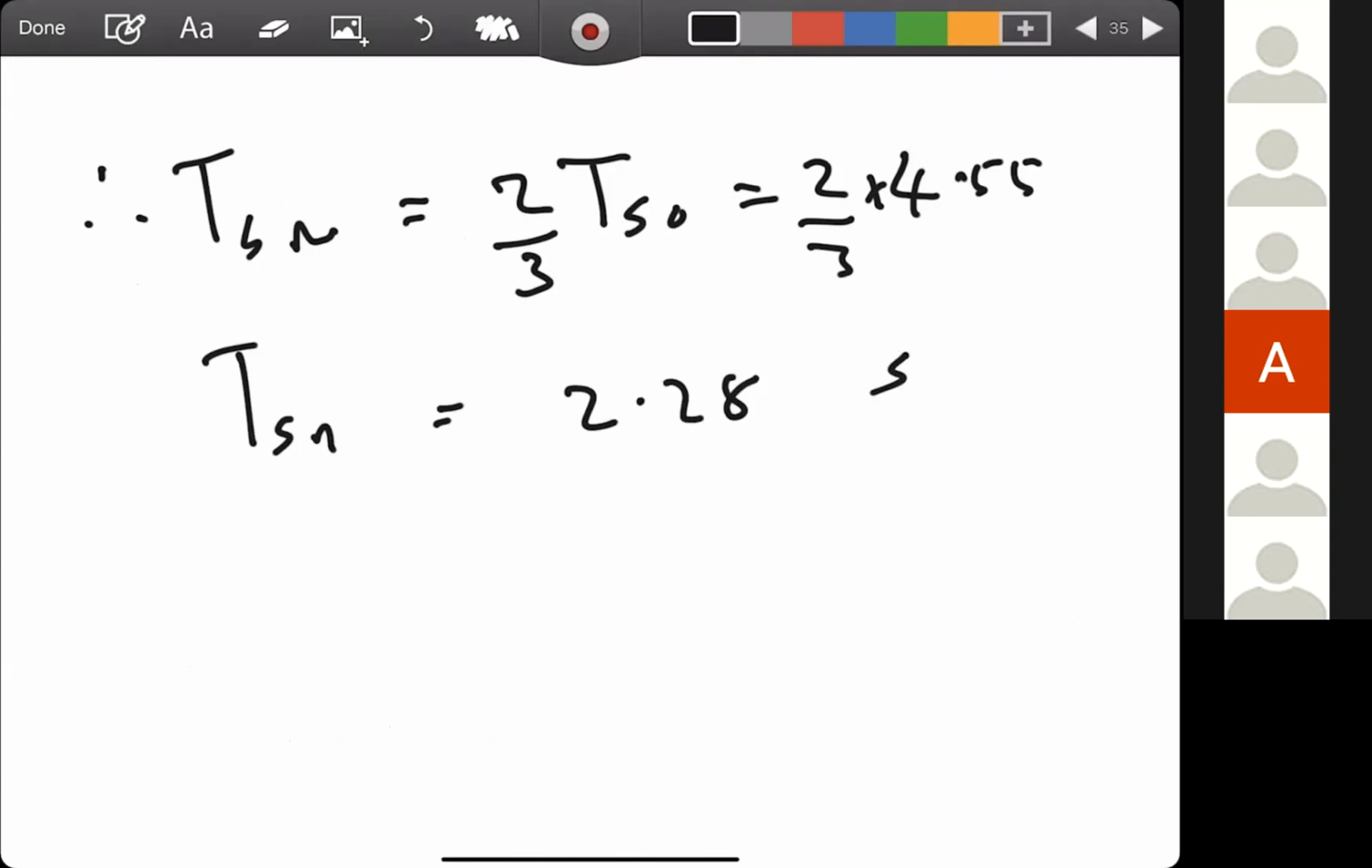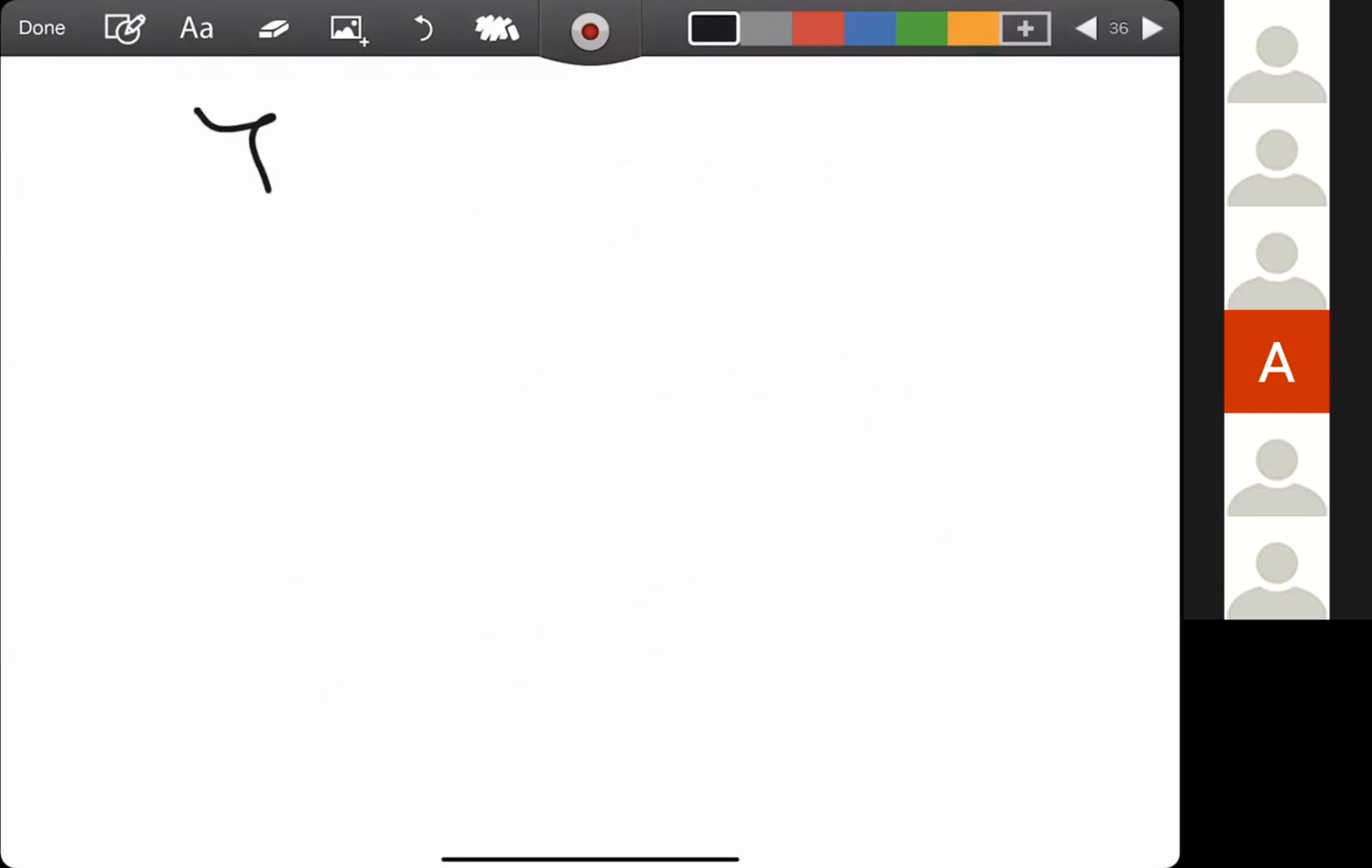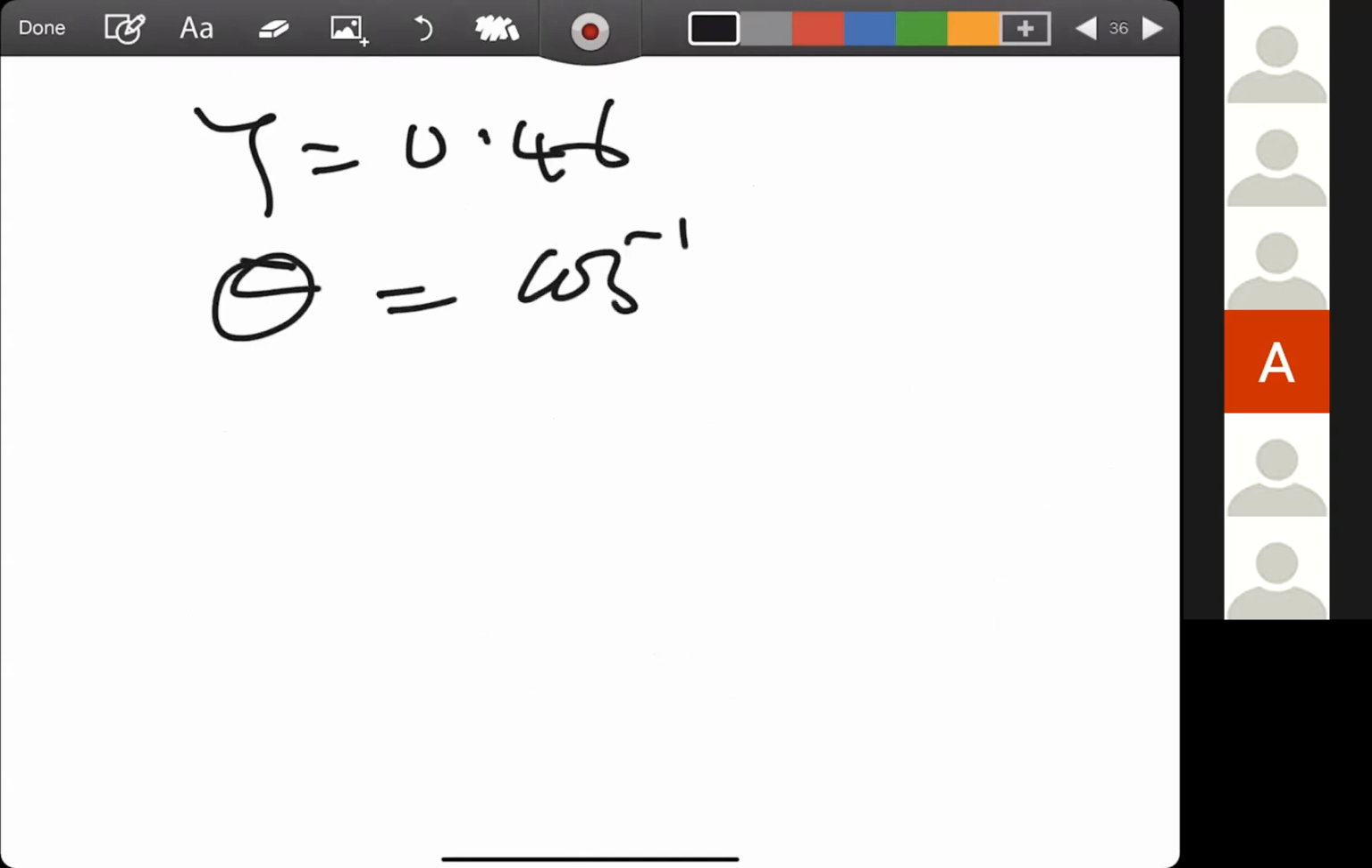Okay. And from here, we can find the new real part, because the old dominant pole cannot be used anymore. So we have to find the new dominant pole. So zeta 0.46. Theta is equal to cos inverse of 0.46, which is 62.6 degrees. Okay.